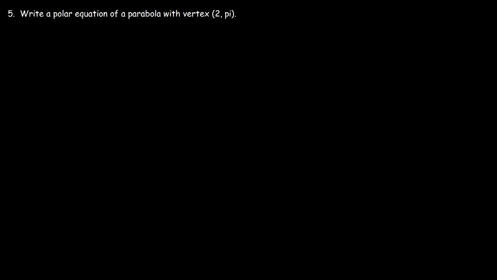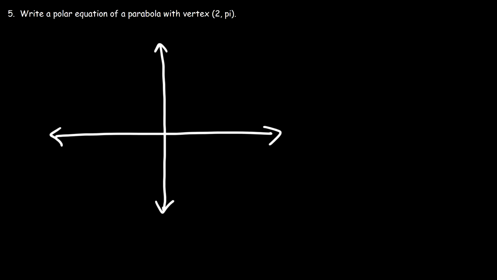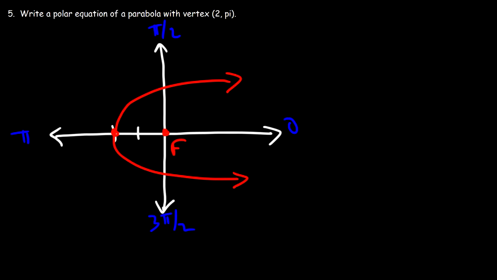Number 5. Write a polar equation of a parabola with vertex 2, pi. So the angle is pi. This is 0, pi over 2, pi, and 3 pi over 2. At pi, r is 2. And so this is the vertex. The focus, by definition, will be at the origin, and so the parabola has to open towards the focus, which means the directrix is on this side.